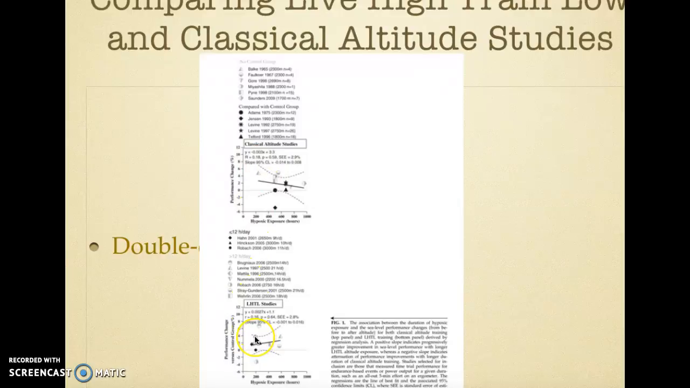But going down here, you can see in live high, train low, you want to do that training a little longer, and you would see a gradual incline in the performance. So it's just with this one, your body may need a little more time to adjust to living high and training low, but you will see an improvement in the performance.